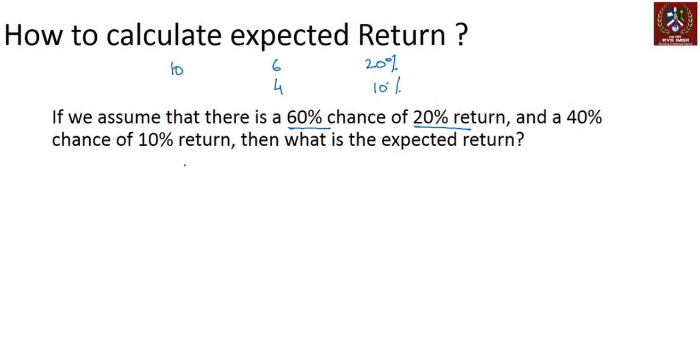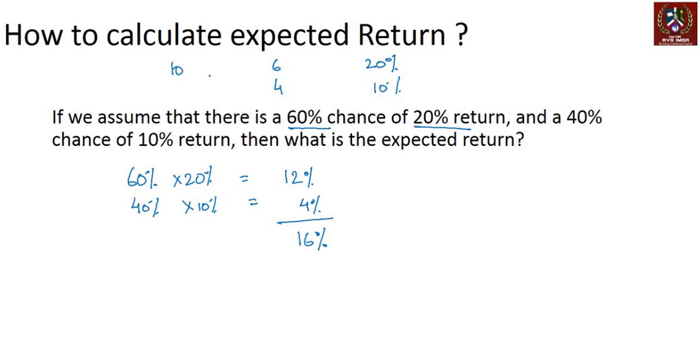So, two ways you can solve it: 60% into 20%. That's what we just saw. That's going to be 12%. And 40% into 10%, that's going to be 4%. The expected return is the summation of these two, that is 16%, right? So that's how you calculate this return.